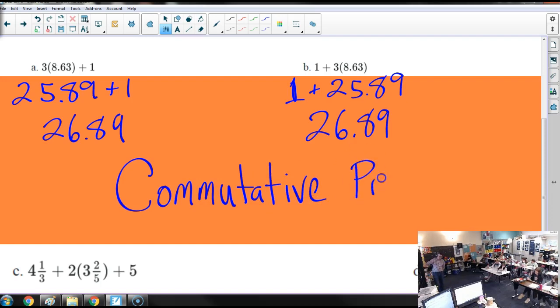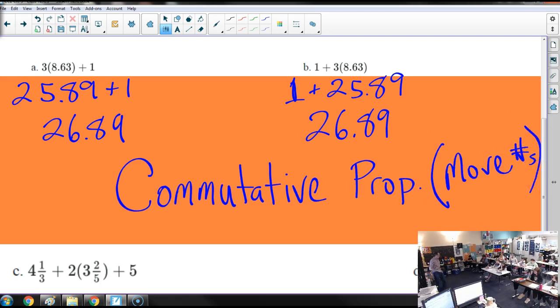The commutative property says we can move the numbers. And that works with addition and multiplication. I can change the order of multiplication. The answer is the same. I can change the order of addition. The answer is the same. Bella? Commute actually means to move. Com means like together. So I guess it's kind of like sharing. Yeah, you can think of it like that.